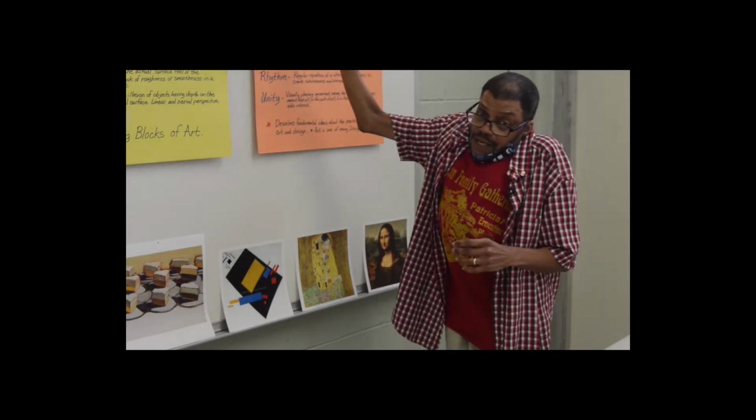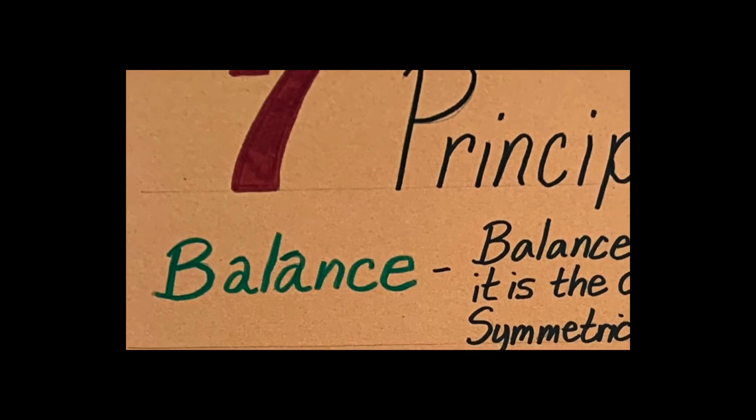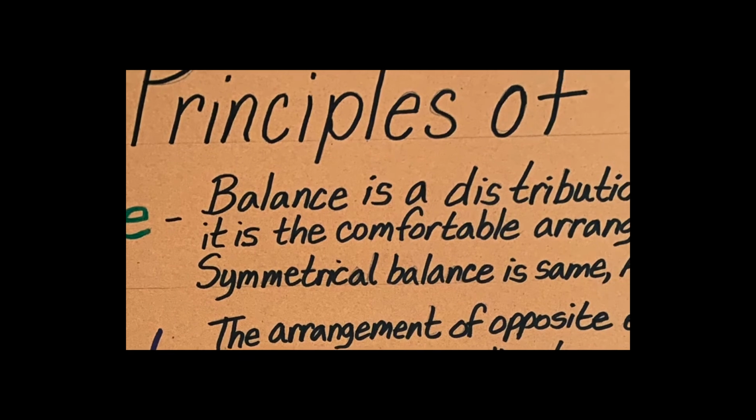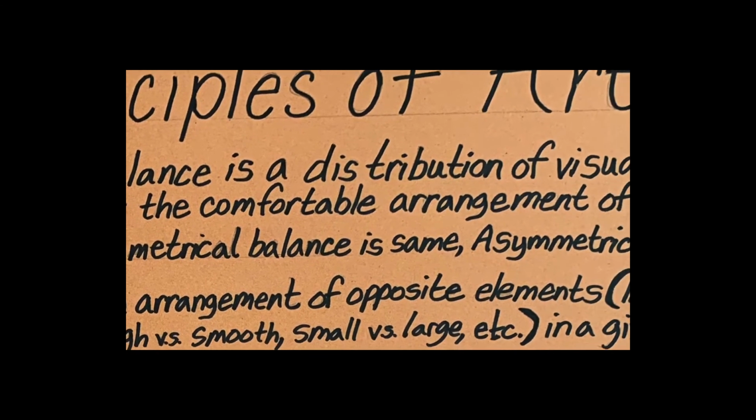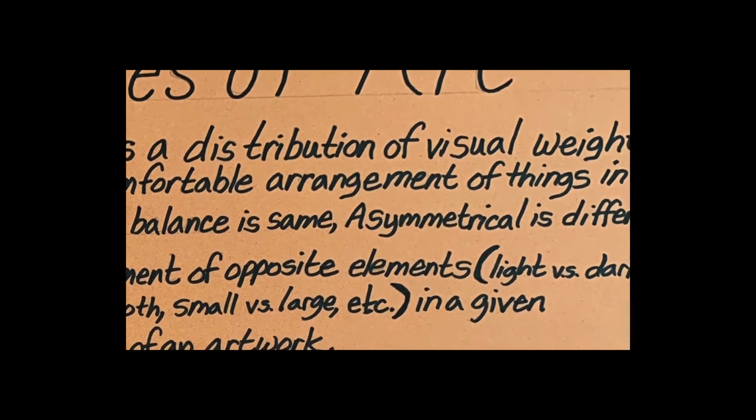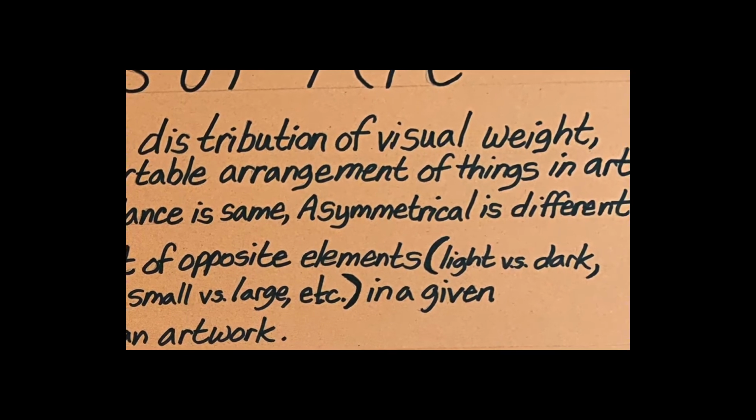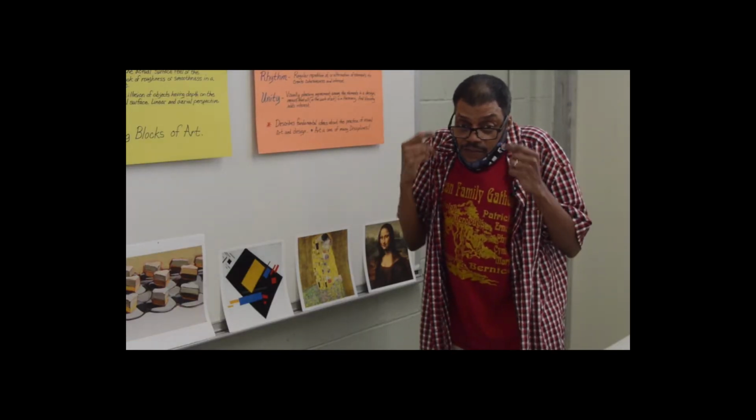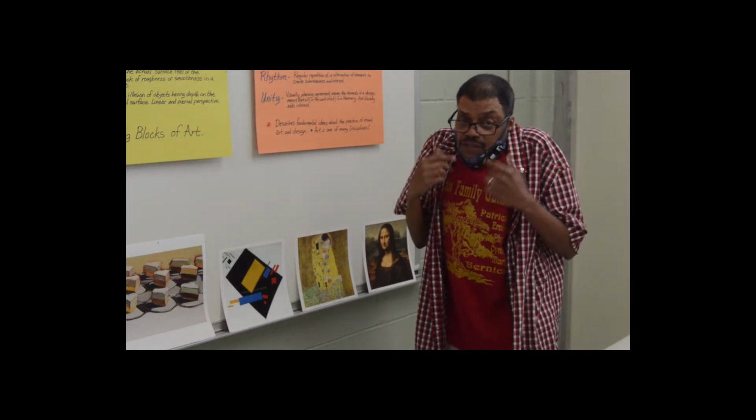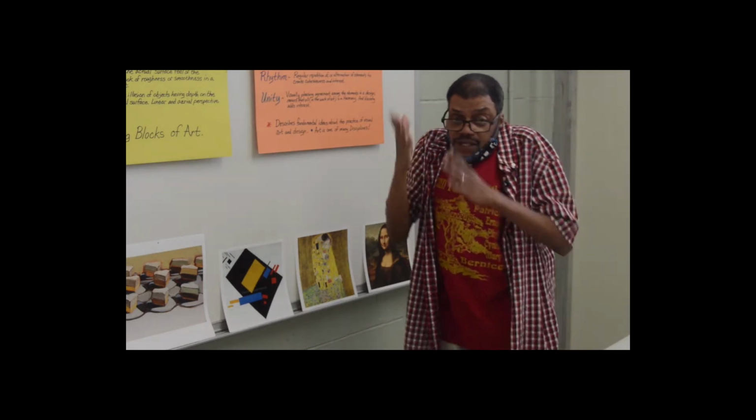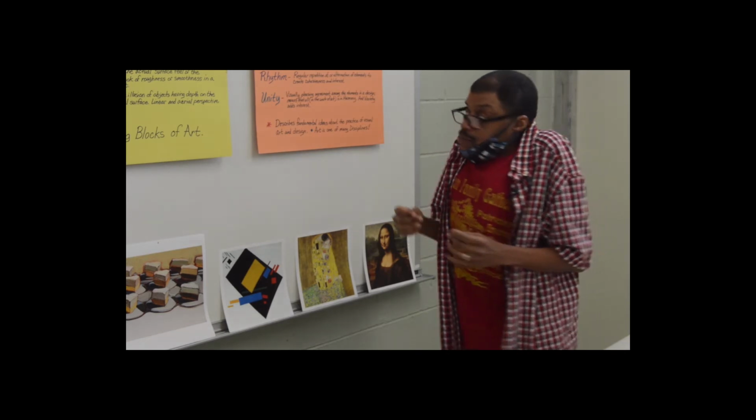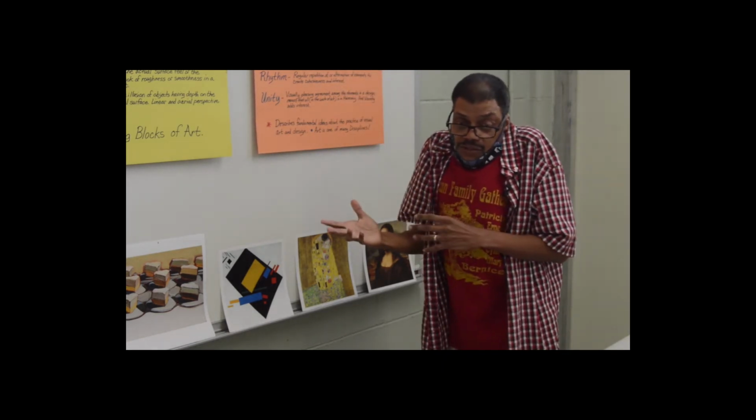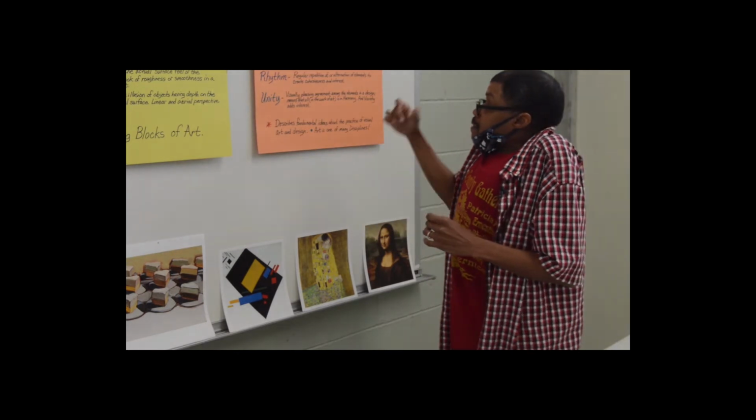The first one is balance. Balance is the distribution of visual weight. It is the comfortable arrangement of things in art. Symmetrical balance is the same on both sides. Symmetrical balance could be like our face. We have 2 eyes, 2 nostrils, 2 ears. That is something that is symmetrical. Asymmetrical is something that is totally opposite of that.